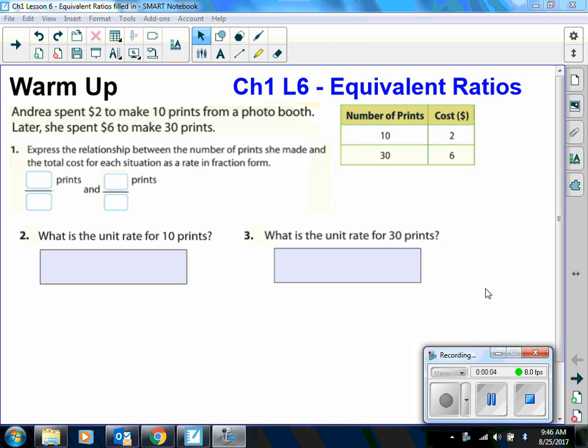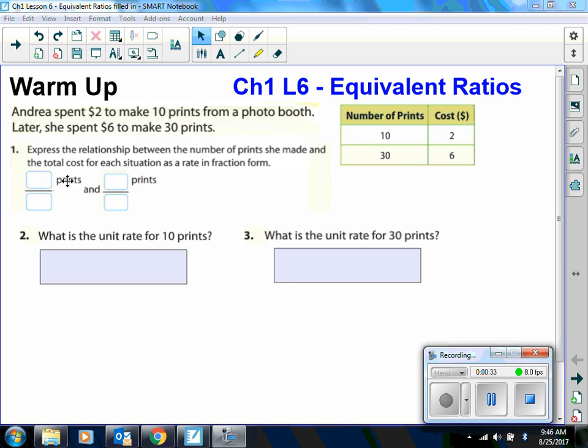So Chapter 1, Lesson 6 is equivalent ratios. The warm-up says Andrea spent $2 to make 10 prints from a photo booth. Later, she spent $6 to make 30 prints. So here is a table that has that information. And number 1 says express the relationship between the number of prints she made and the total cost for each situation as a rate in fraction form.